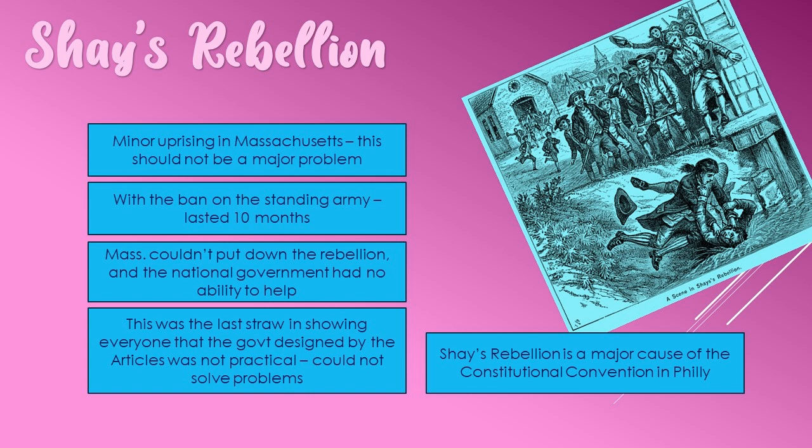All we want to know about Shays' Rebellion is that this was the last straw for people who weren't sure about if the Articles of Confederation government was working or not. So this finally shows people that the Articles of Confederation just weren't practical, because you can't solve problems without any national power at all. And so Shays' Rebellion is a huge cause of the Constitutional Convention, where they're writing the Constitution to replace the Articles of Confederation.